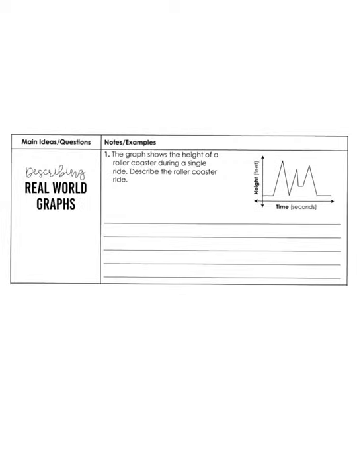Okay, let's take a look at example 1, working with describing real-world graphs. So this graph to the right is showing the heights of a roller coaster during a single ride. What we want to do is describe the roller coaster ride. Pay attention to our y-axis, which is height, and this is over time that we're on the roller coaster.